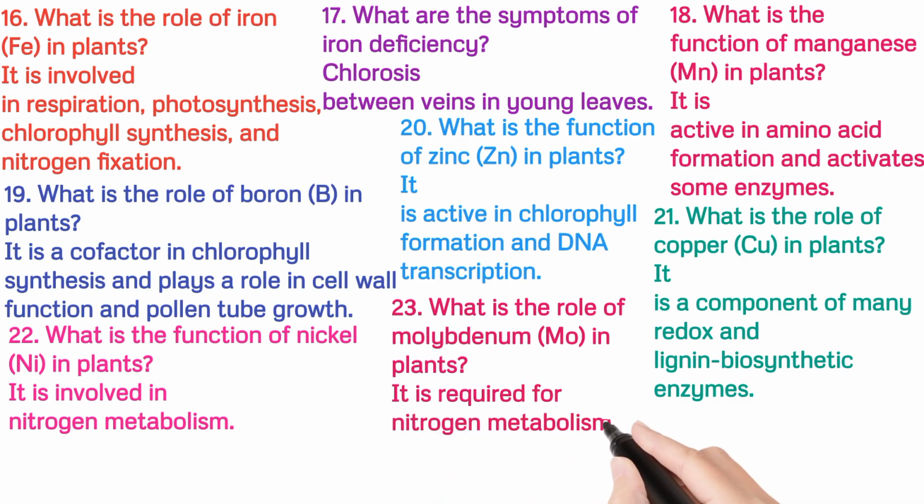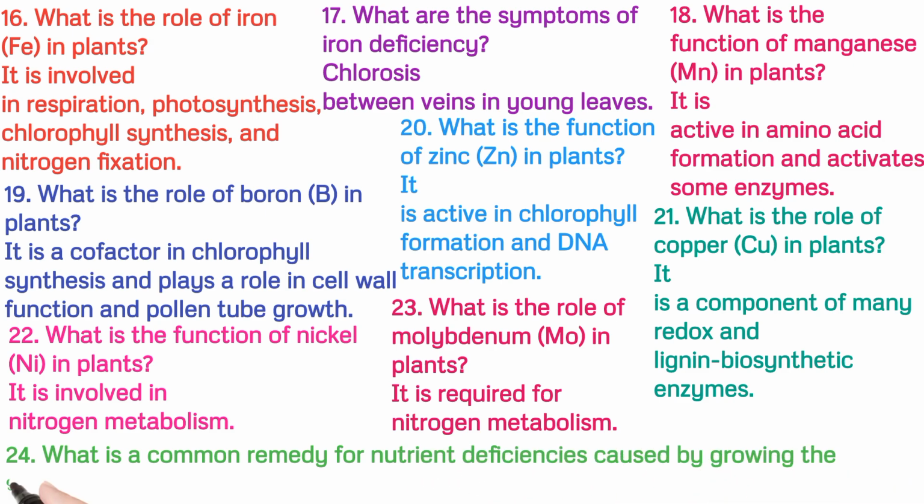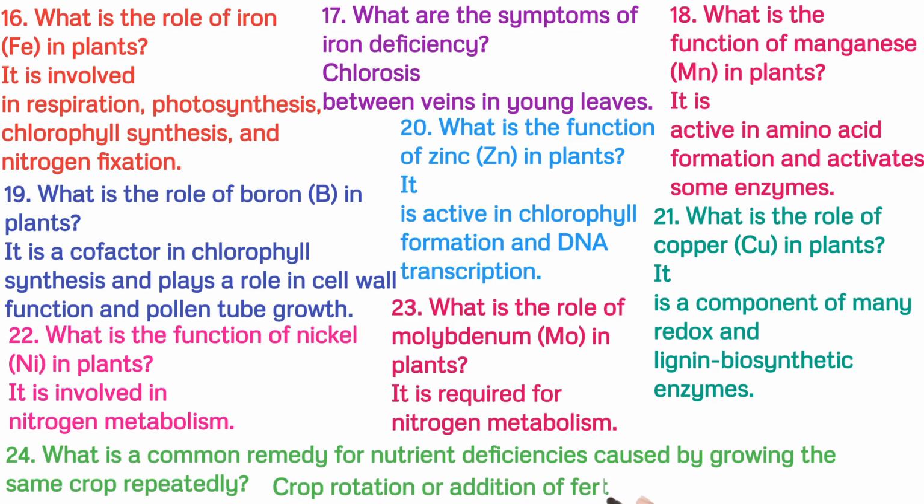Nutrient management. 24. What is a common remedy for nutrient deficiencies caused by growing the same crop repeatedly? Crop rotation or addition of fertilizer.